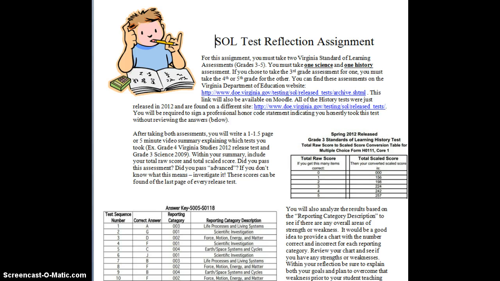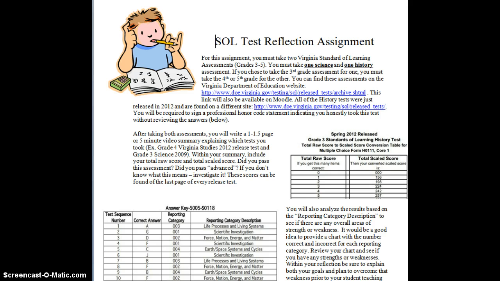So what I want you to do is take 2 Virginia SOL assessments, obviously grades 3 through 5. You need to take 1 science and 1 social studies. I'd like for you to pick a split, so don't do 2 third grade; if you do third grade, then do 5th grade, or 4th and 5th, or something like that. You can find the assessments at the Virginia Department of Ed website. The link is posted right there for you.